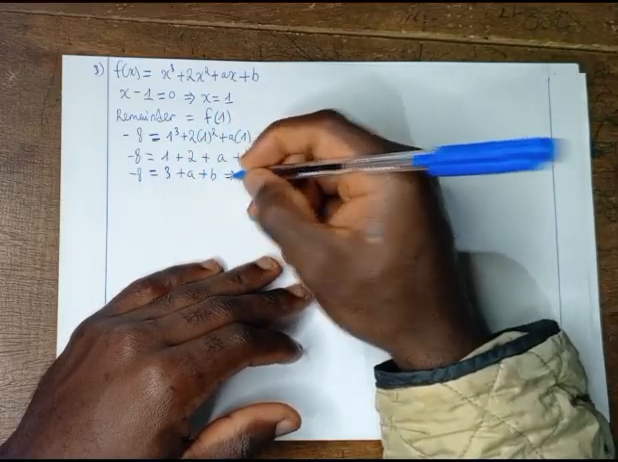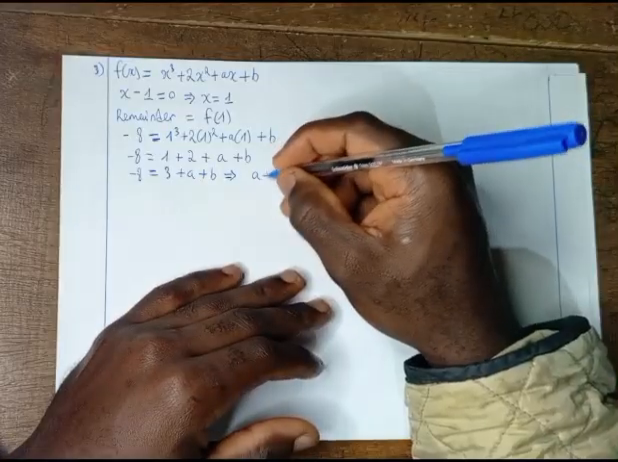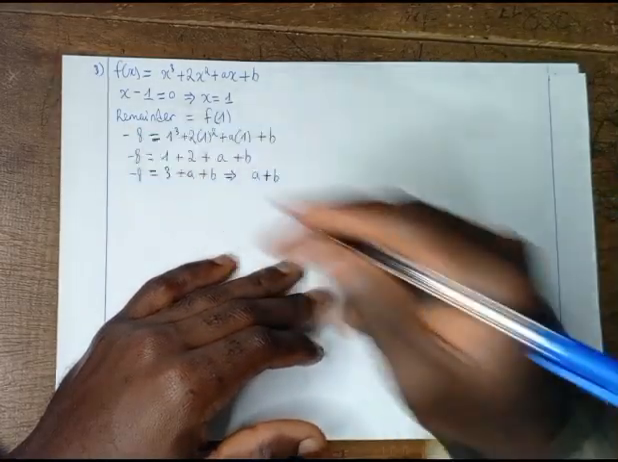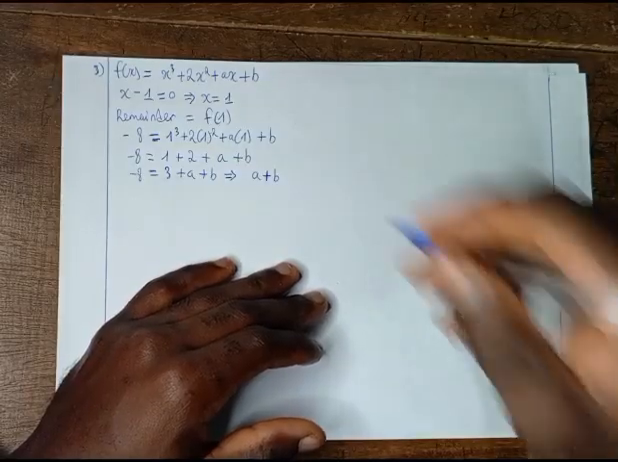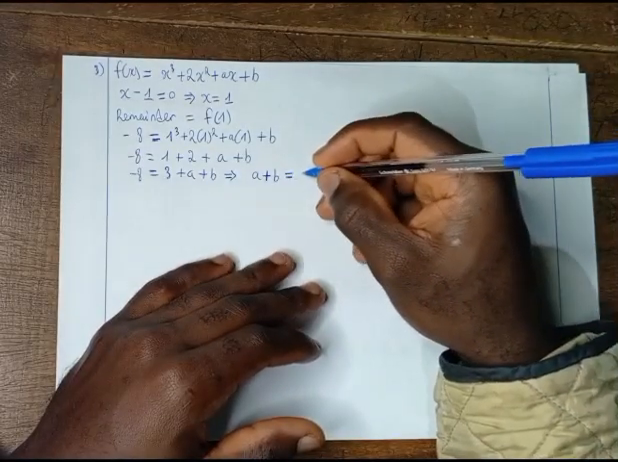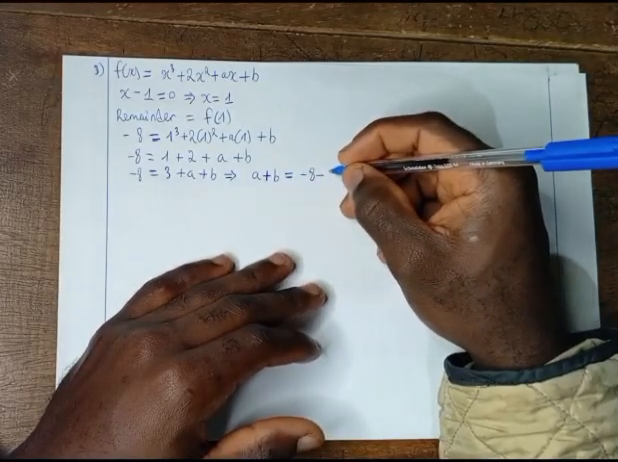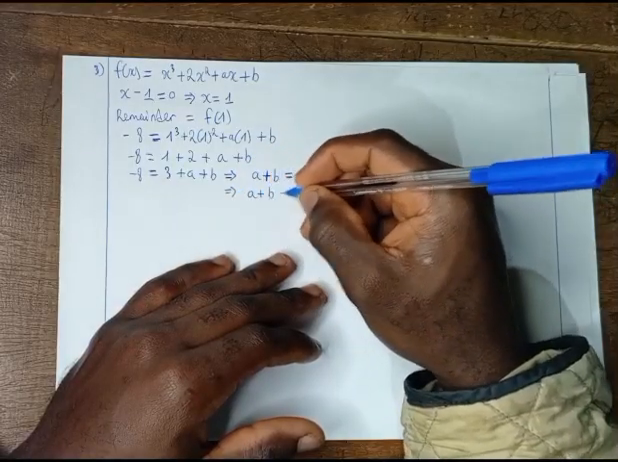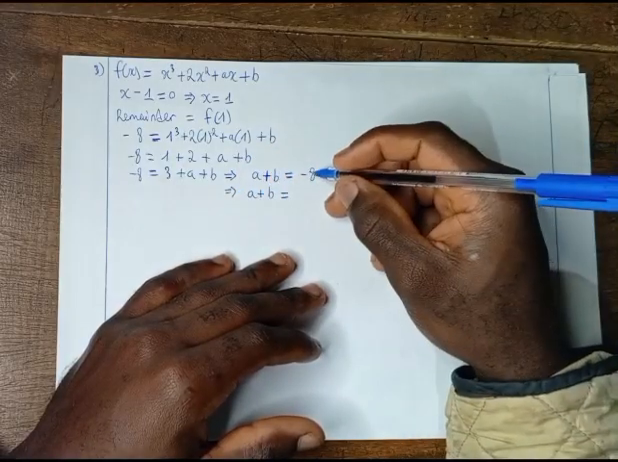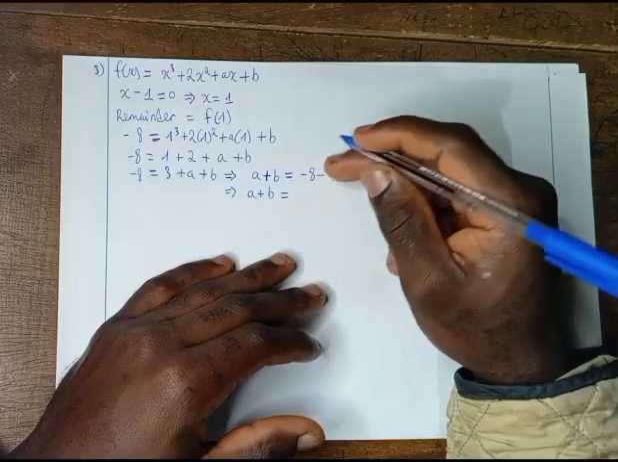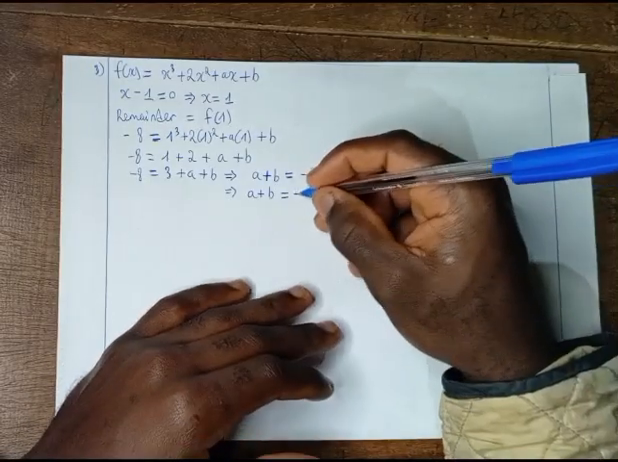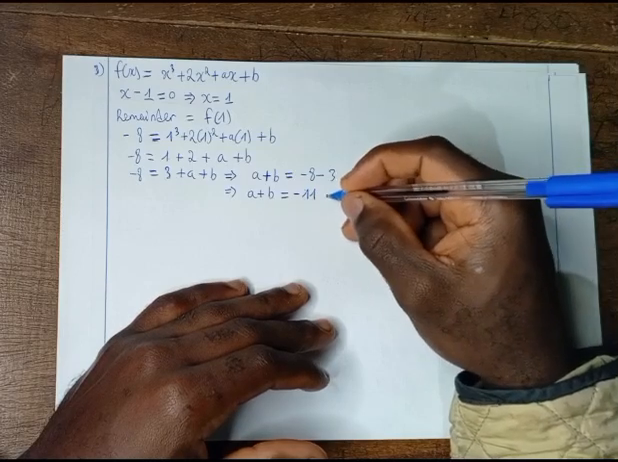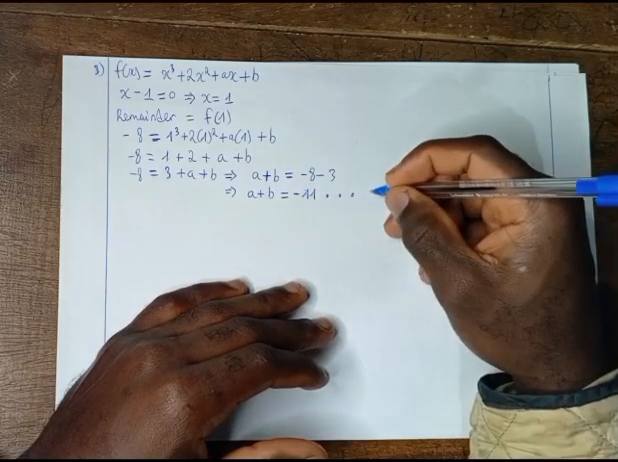This will simply imply that a plus b, we want a plus b to be alone on one side. We are going to transfer 3 this way, which becomes negative 3. This will give us negative 8 minus 3. So a plus b is equal to negative 8 minus 3. They have the same signs, so we just add them in negative sign, which is negative 11. We're going to call this one equation 1.